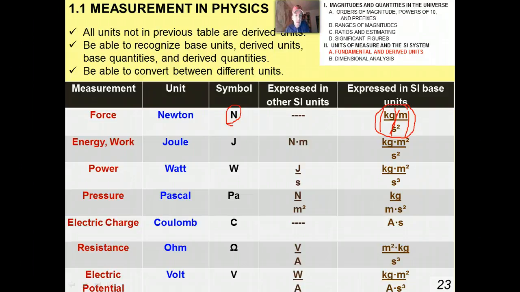And here are some other common ones that we use. Here's a joule. Turns out that a joule is a Newton times a meter. You don't need to know these right now, and you'll never have to memorize these. But I'm just showing you how you can express units in many, many different ways.